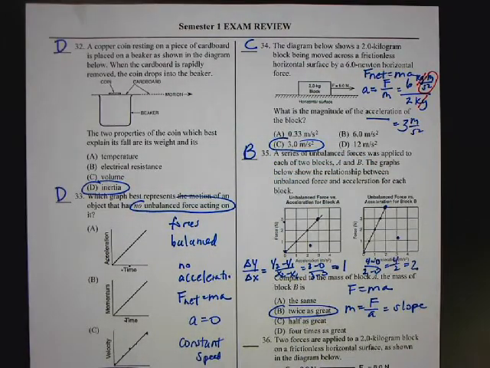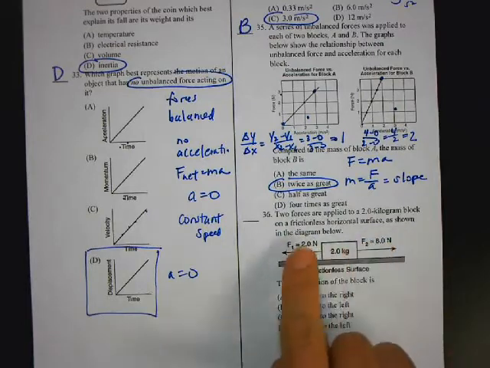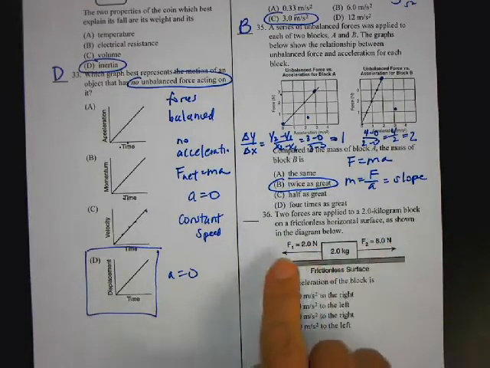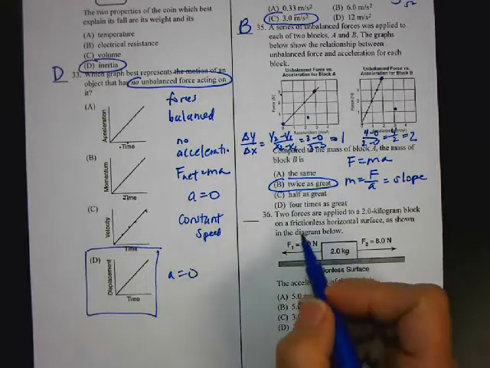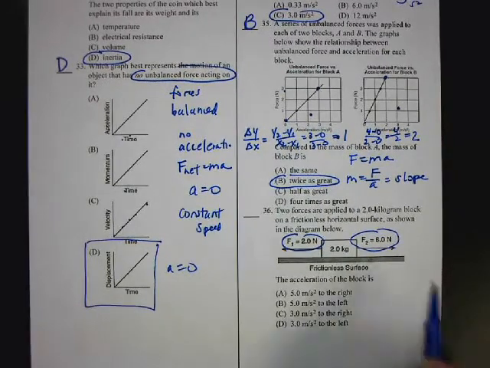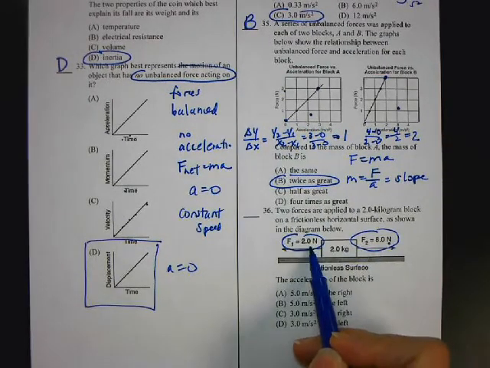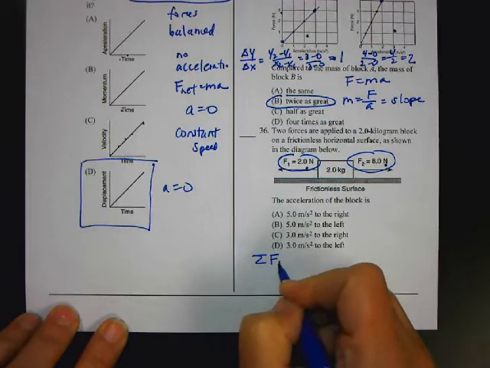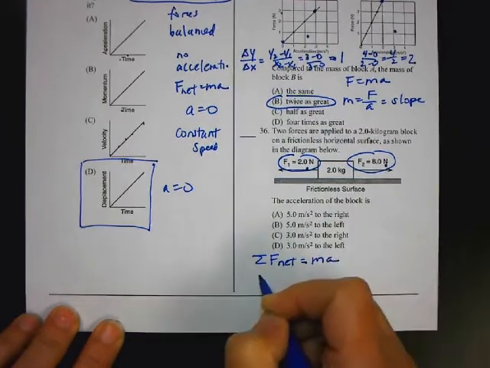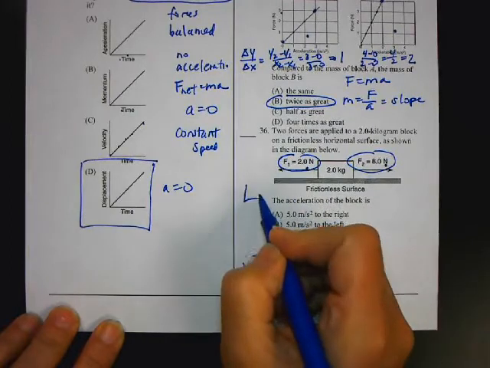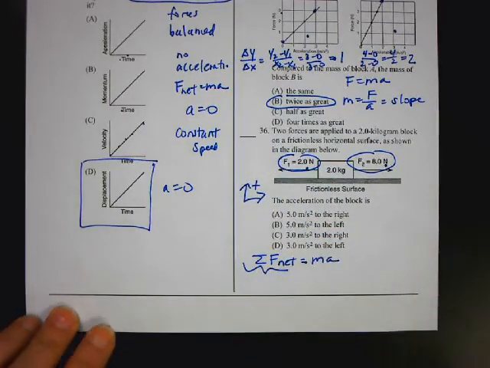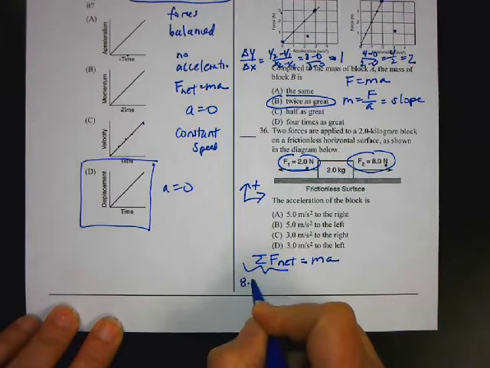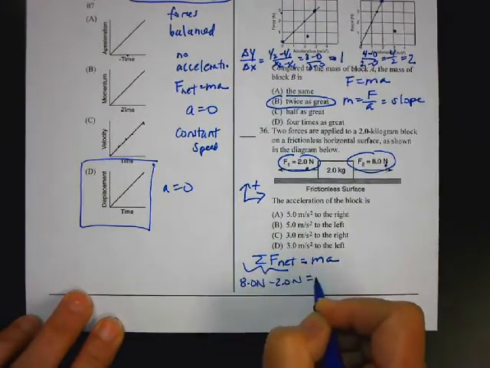All right, now let's go to number 36. It says 2 forces are applied to a 2 kilogram block on a frictionless horizontal surface as shown in the diagram. What's the acceleration? So remember, force is a vector quantity. It has both magnitude and direction. So I have a force going to the right and a force going to the left. The correct way to think about this problem is, I know that the summation of F net is equal to ma. So for the net force, I'm going to use my standard Cartesian sign convention. Up and to the right is positive. So I have 8 newtons, which I'm going to call positive, minus 2 newtons is equal to ma.